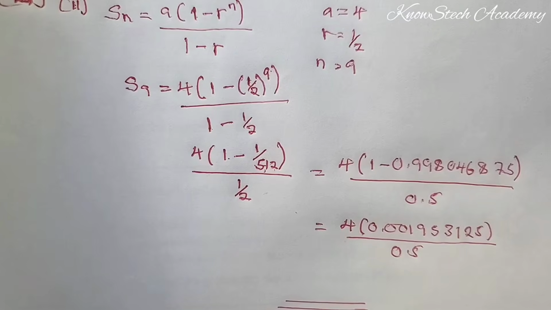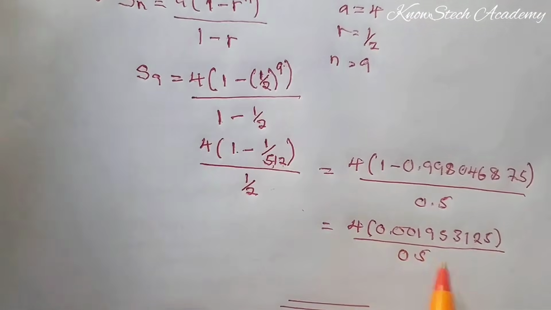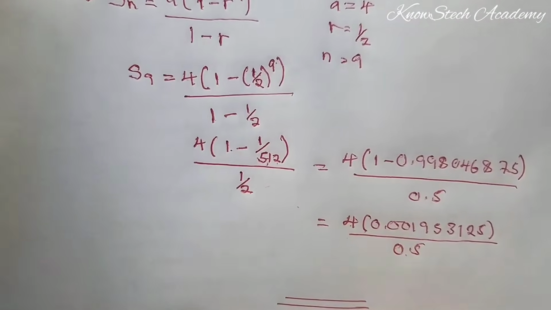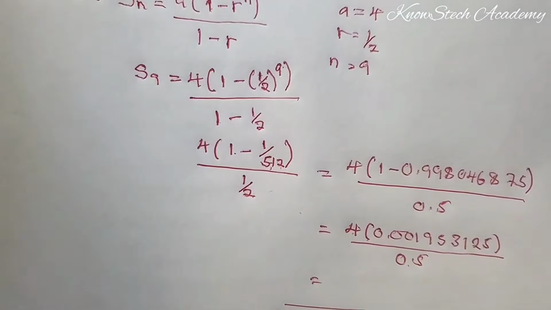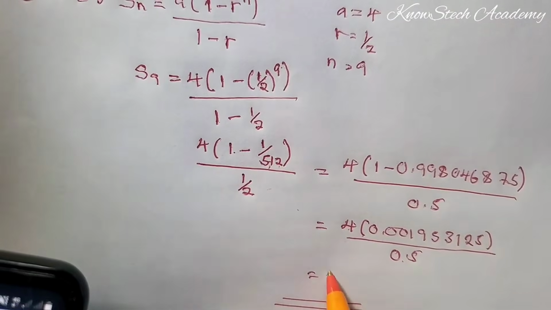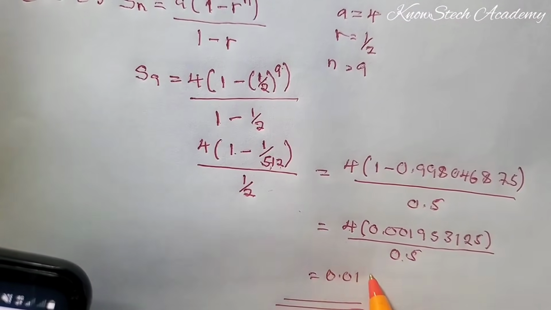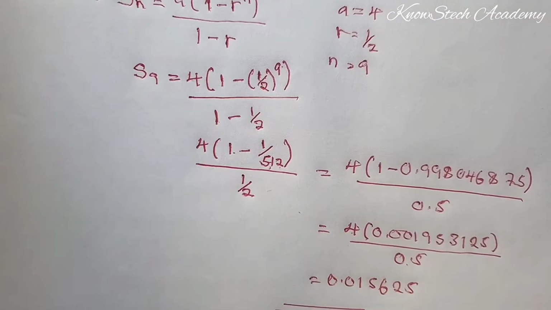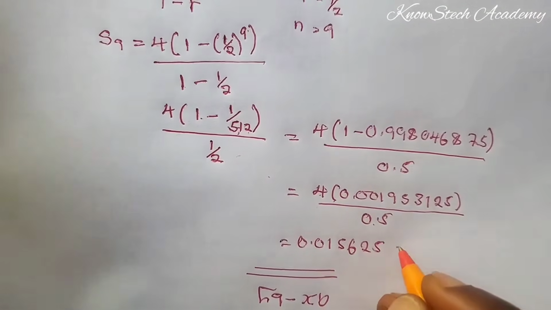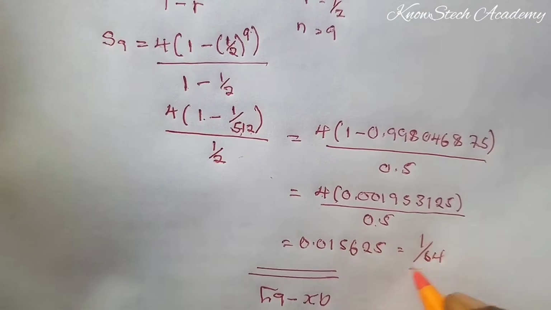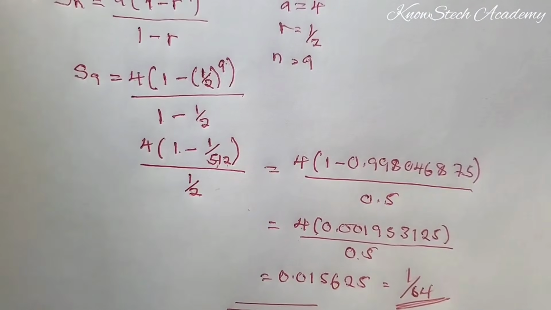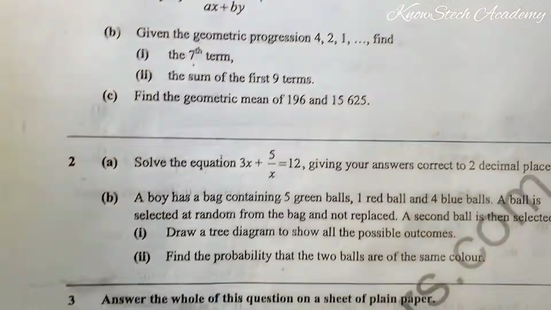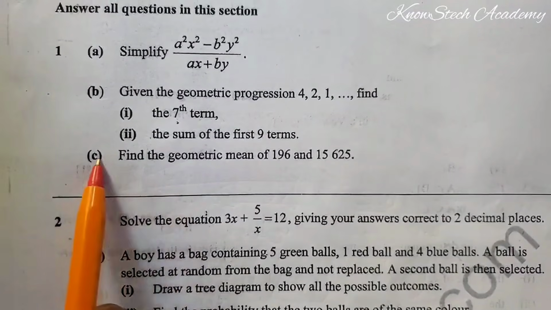So here we can just divide. You can divide or multiply first, whichever way you're going to use. If you multiply this times this and divide here, this is giving me 0.015625. Now changing this one to a fraction, as a fraction it is 1 over 64. So that's the answer. So that is question B.